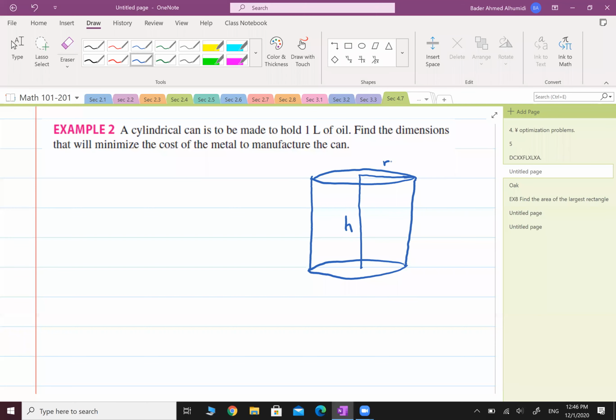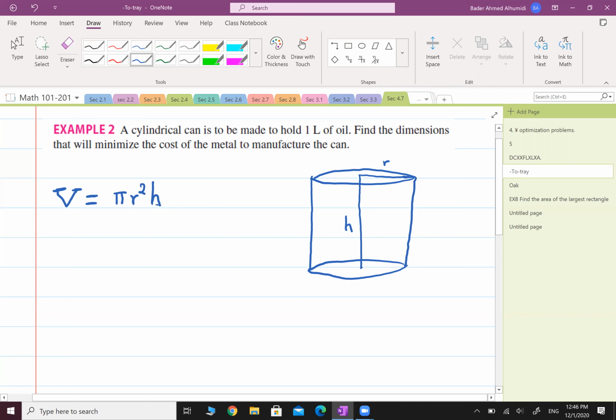Now, what are the properties given in the exercise? He said the volume is 1 liter, which is 1,000 centimeter cube. What is the volume of the can? It is the area of the circle times the height. So the volume is given to be equal to pi r squared times h. I hope you remember this.